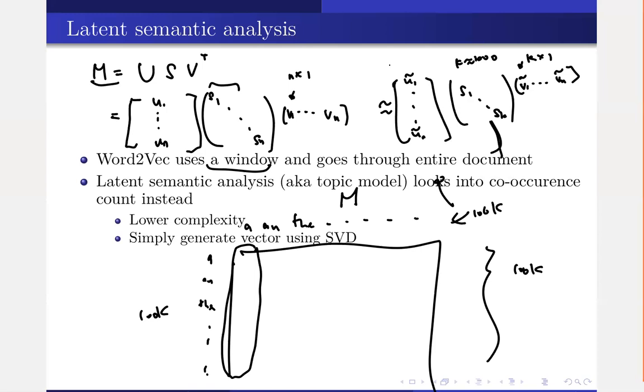Each U1 tilde will be just a 1 by K vector here, whereas originally your U1 was 1 by N. So we shrink the dimension of this U here, right? Then we can take this U and V as your representation now, or you can take the average of these as a representation.